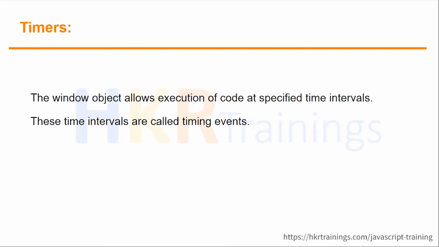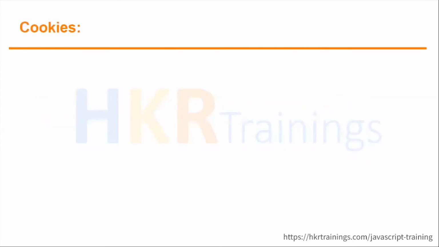Let's say you want to send a greeting message after the button click has happened, like, hey, welcome to HKR training. In that case, a delay should be there between clicking the button and showing the message, maybe 3 seconds or 5 seconds or 10 seconds or 1 minute, 30 minutes or something like that. For that purpose, we will be using these timers.